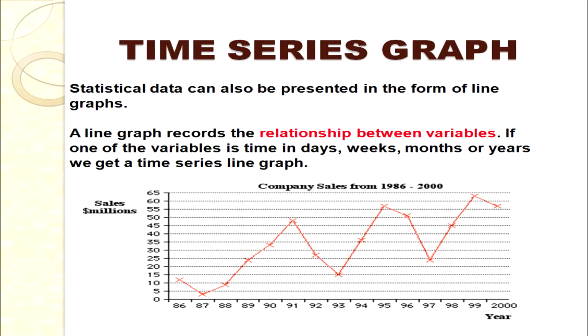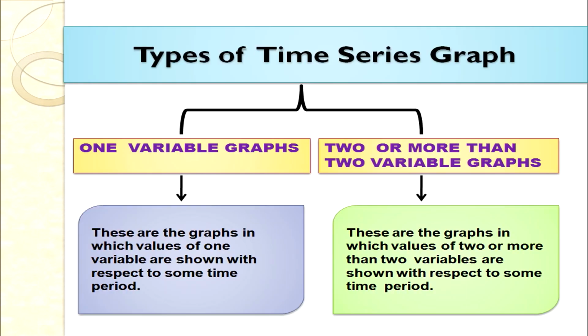Time series graphs are also known as line graphs because they record the relationship between variables. Out of these variables, one of the variables is time. It could be in days, weeks, months or years. So, a time series graph, also known as a line graph, records the relationship between variables. After this, we are going to discuss different types of time series graphs.